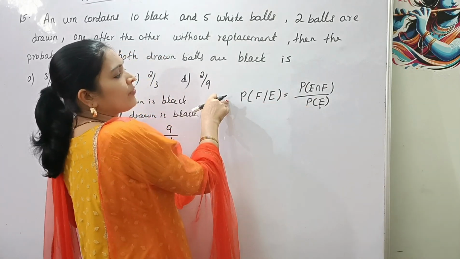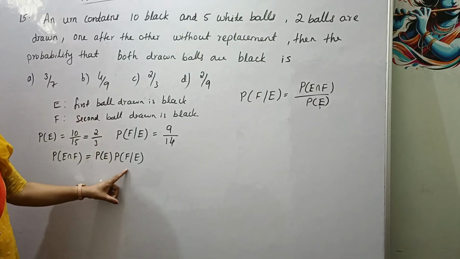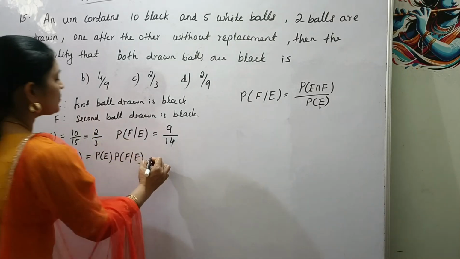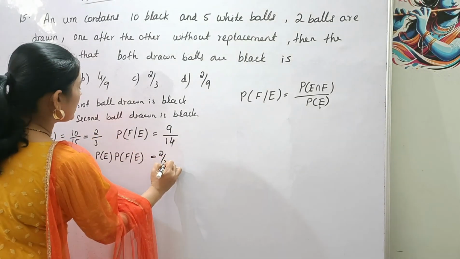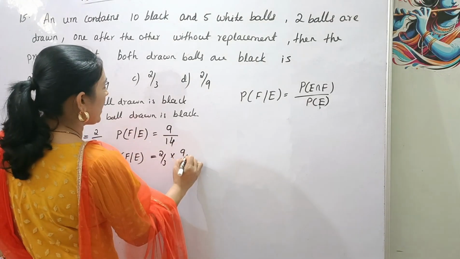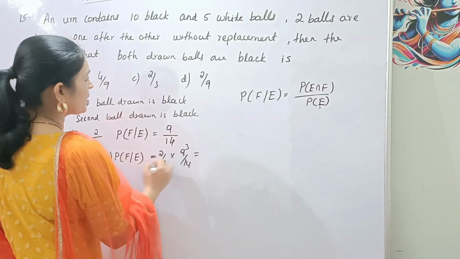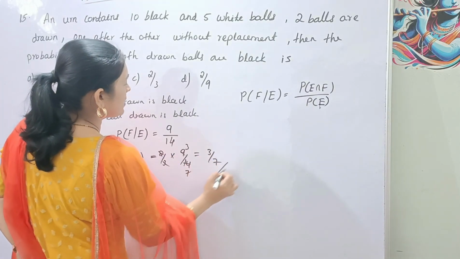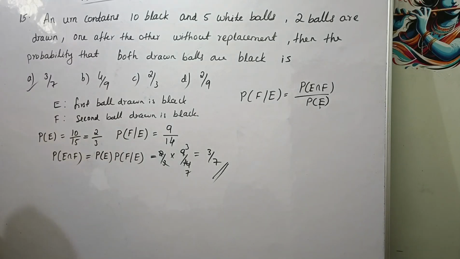So take this probability of E to the left side. It will be probability of F given E into probability of E. Substitute these values. Probability of E is 2 by 3 into probability of F given E is 9 by 14. That is equal to, 3 3s are 9, 2 7s are 14. So 3 by 7 is the answer. Yes. So A is the correct answer.